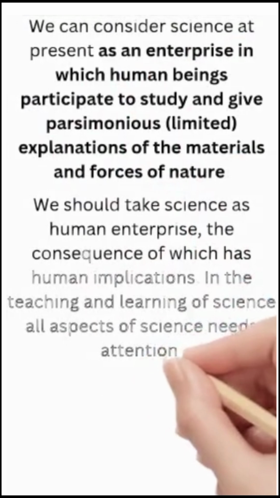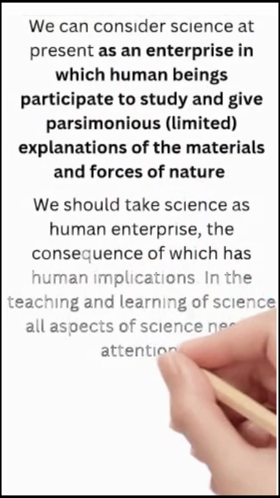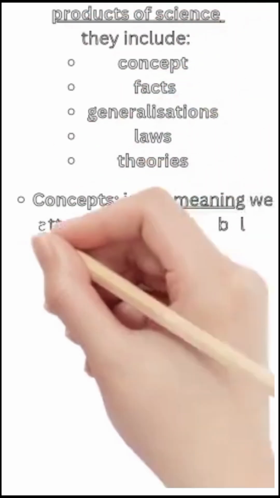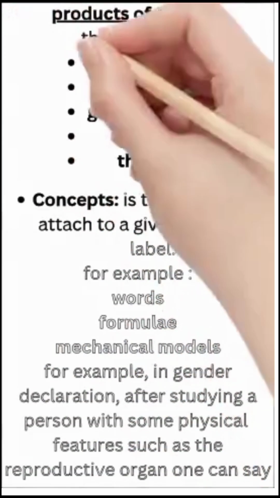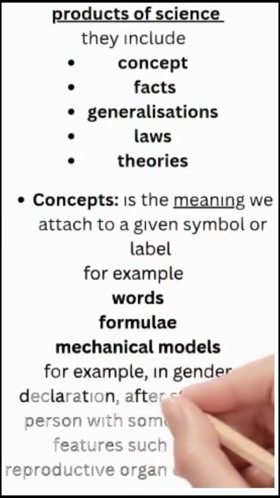Products of science include concept, fact, generalizations, laws, theories. Concept is the meaning we attach to a given symbol or label, for example, words, formulae, mechanical models. For example, in gender declaration, after studying a person with some physical features, such as the reproductive organs, one can say whether it is a male or female. That's what concept is all about, the meaning we give to something.